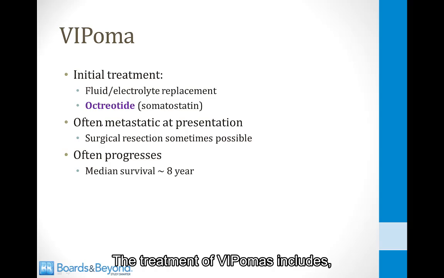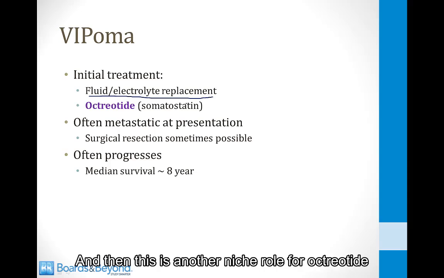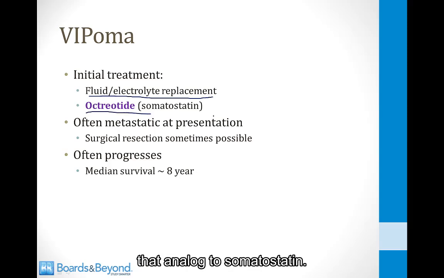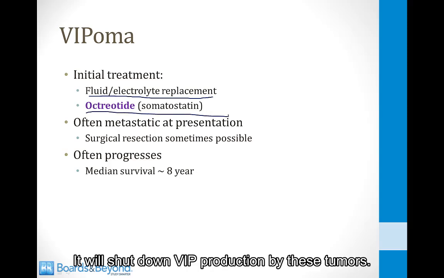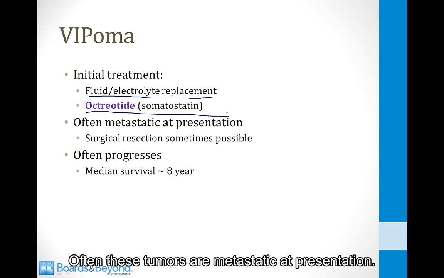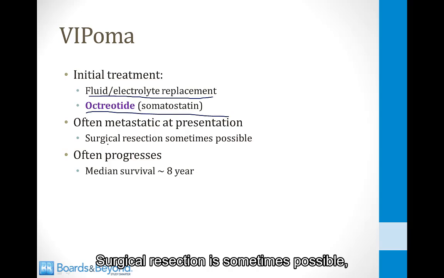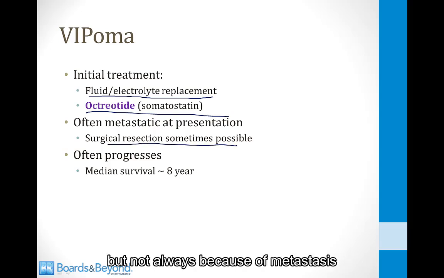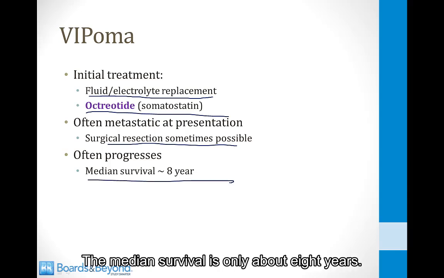The treatment of VIPomas includes fluid and electrolyte replacement. These patients are often dehydrated. And then this is another niche role for octreotide, that analog to somatostatin. It will shut down VIP production by these tumors. Often these tumors are metastatic at presentation. Surgical resection is sometimes possible, but not always because of metastases. And they have a not so great prognosis. The median survival is only about 8 years.